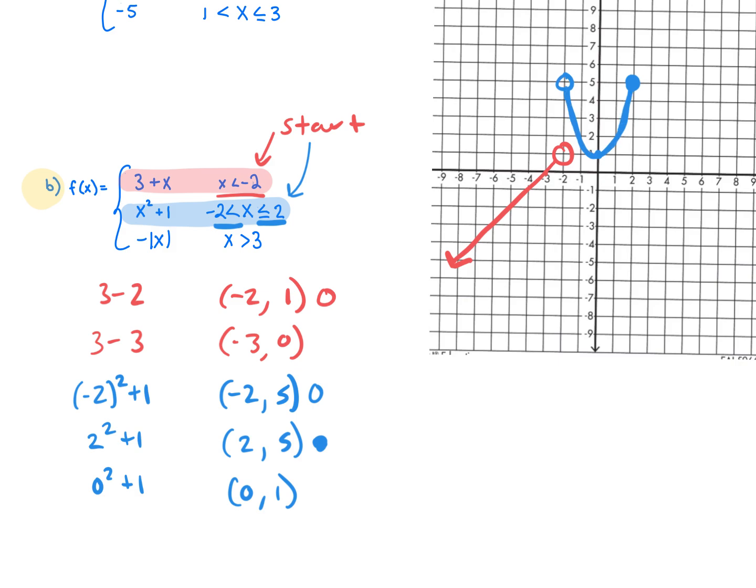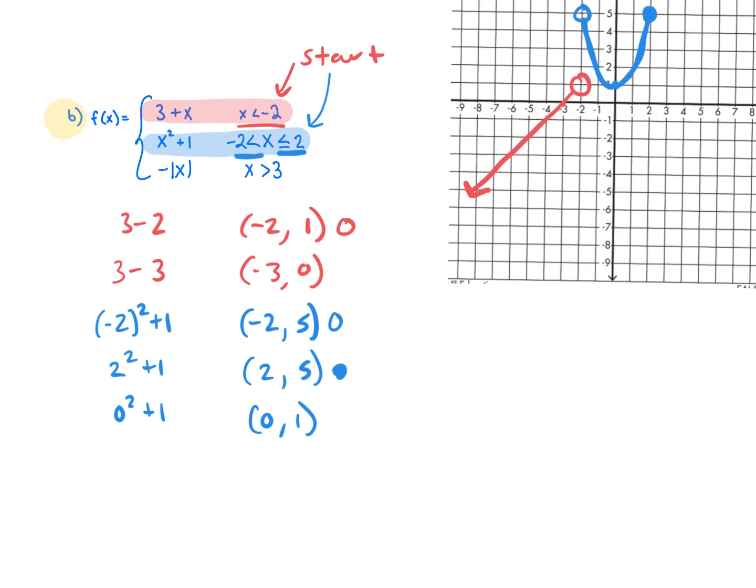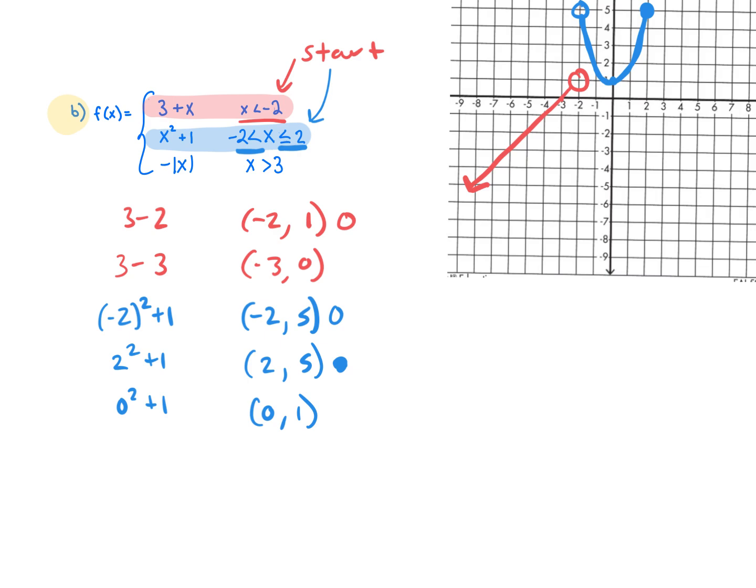If you want to plug in more points, you can to get a more exact shape. That's totally fine. Plug in as many points as you want. But with a parabola, you're going to need at least 3 points to see your shape. With a line, you only need 2 points to draw a straight line. Now let's graph our third piece. So here we have an absolute value. What shape does an absolute value graph have?